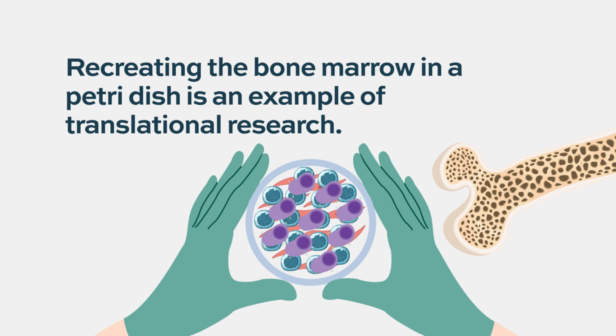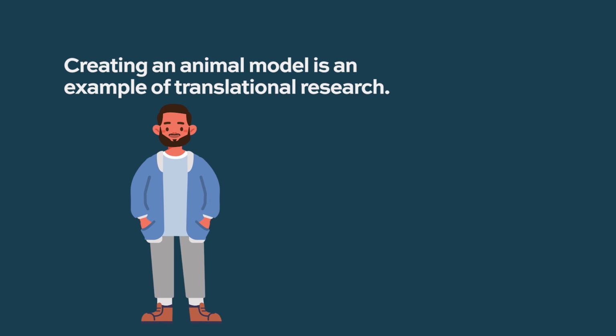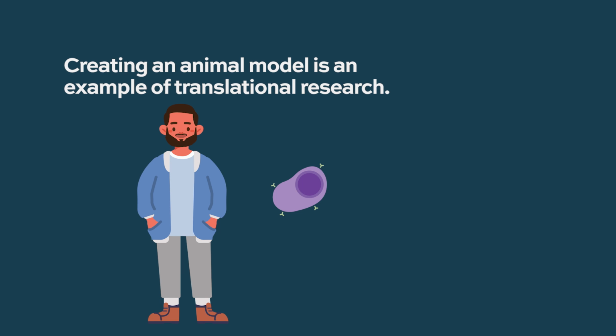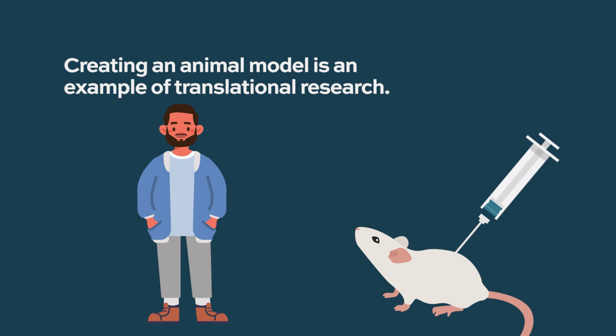So that's one example. A second example is an animal model. So you hear a lot about xenograft models or engineered animal models of myeloma. Sometimes you can take myeloma cells out of a patient and transplant them into a mouse and then treat those mice with drugs to see if they work in a living system. So that's another example of translational research.